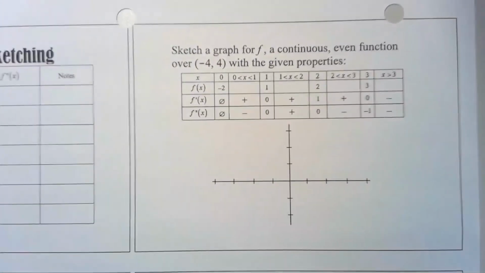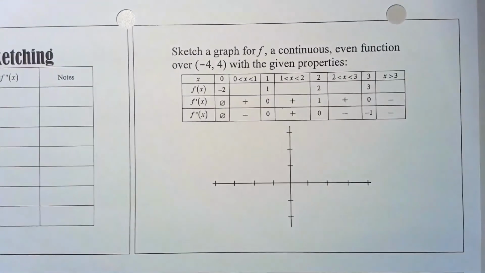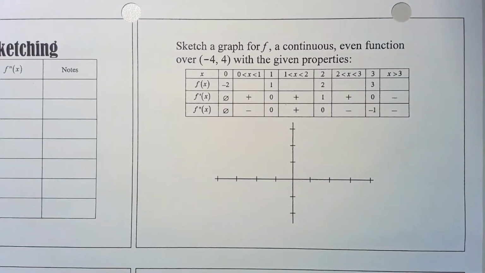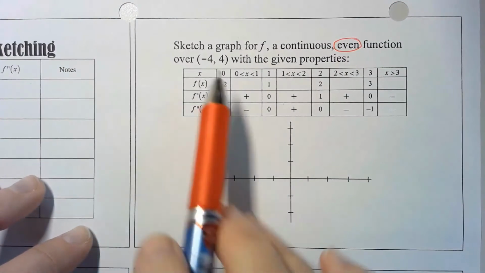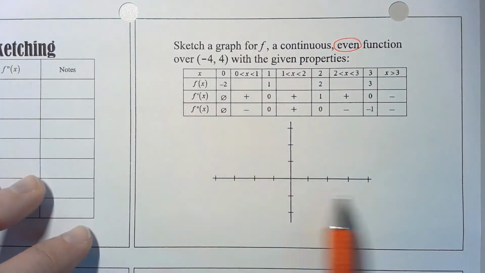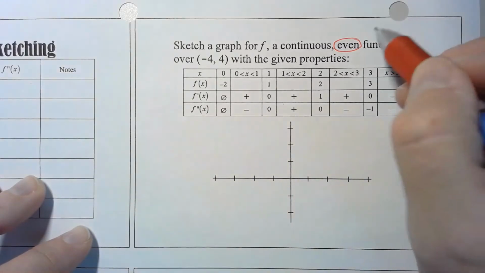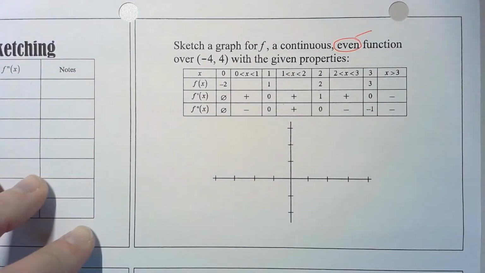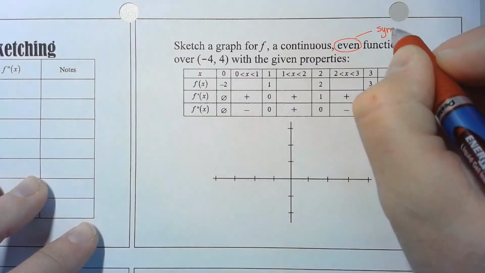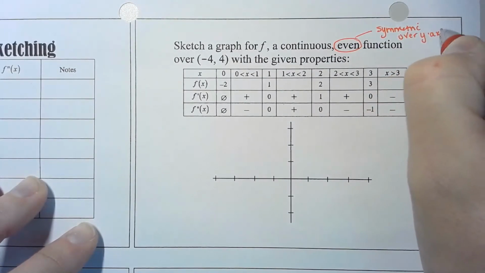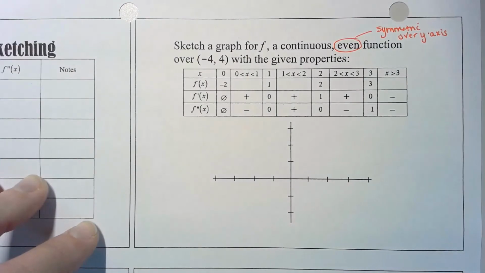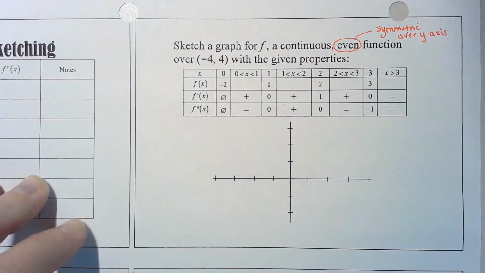So, we would like to sketch a graph of f, which is a continuous, even, we'll come back to that word, function on the open interval -4 to 4 with the given properties in the table. Let's talk about even for a moment. When we've talked about function symmetry, we've talked about even and odd, and even means symmetric over the y-axis. Whatever we see over here, we'll see over here.